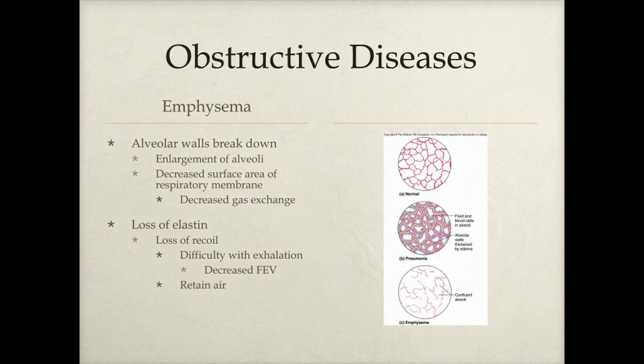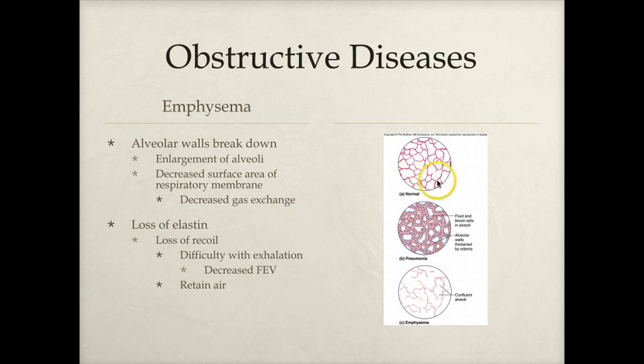All right, I'm going to talk about two different types of obstructive diseases. And the first one I want to talk about is emphysema. This is often referred to as chronic obstructive pulmonary disease. And what happens is the alveolar walls break down. So you end up getting enlargement of the alveoli.